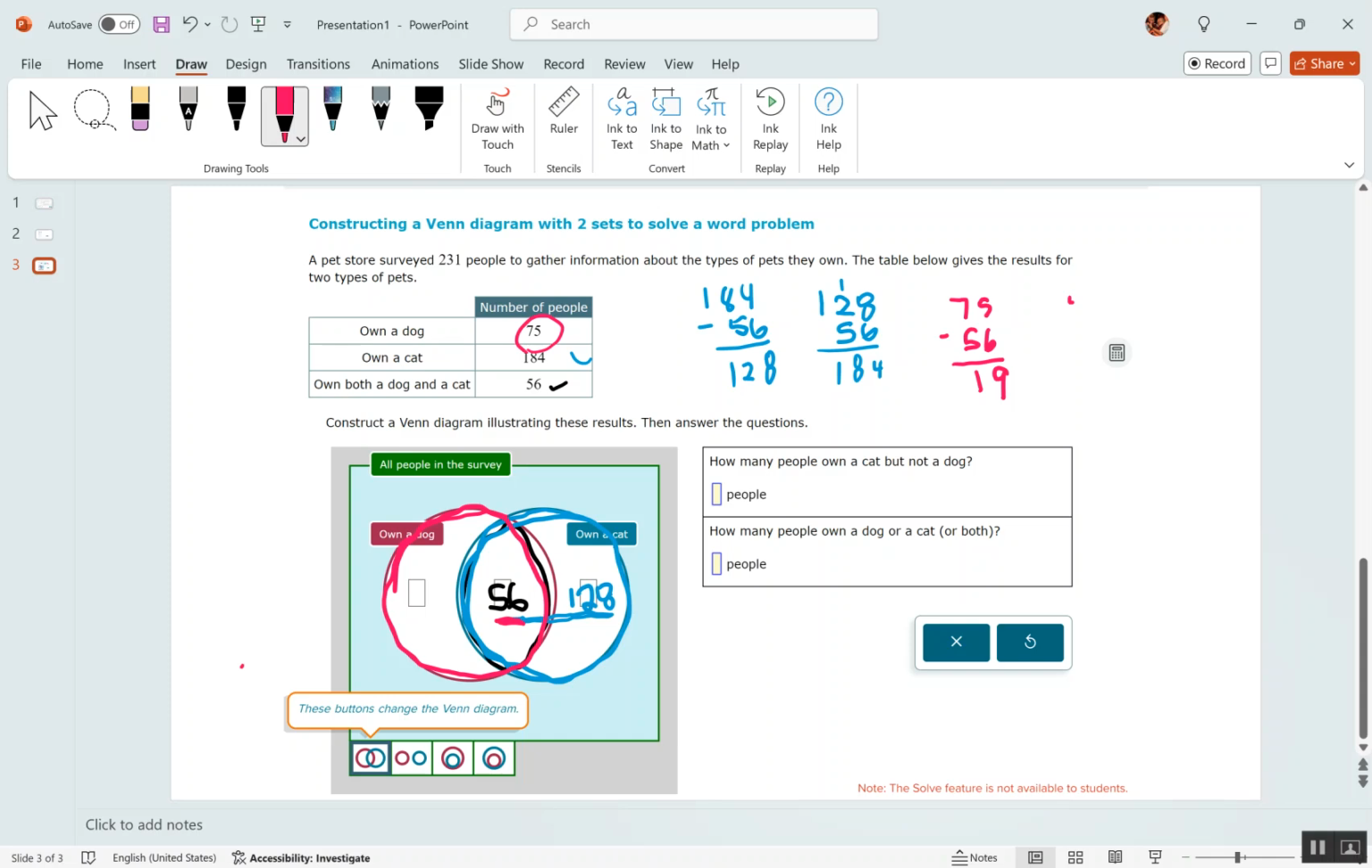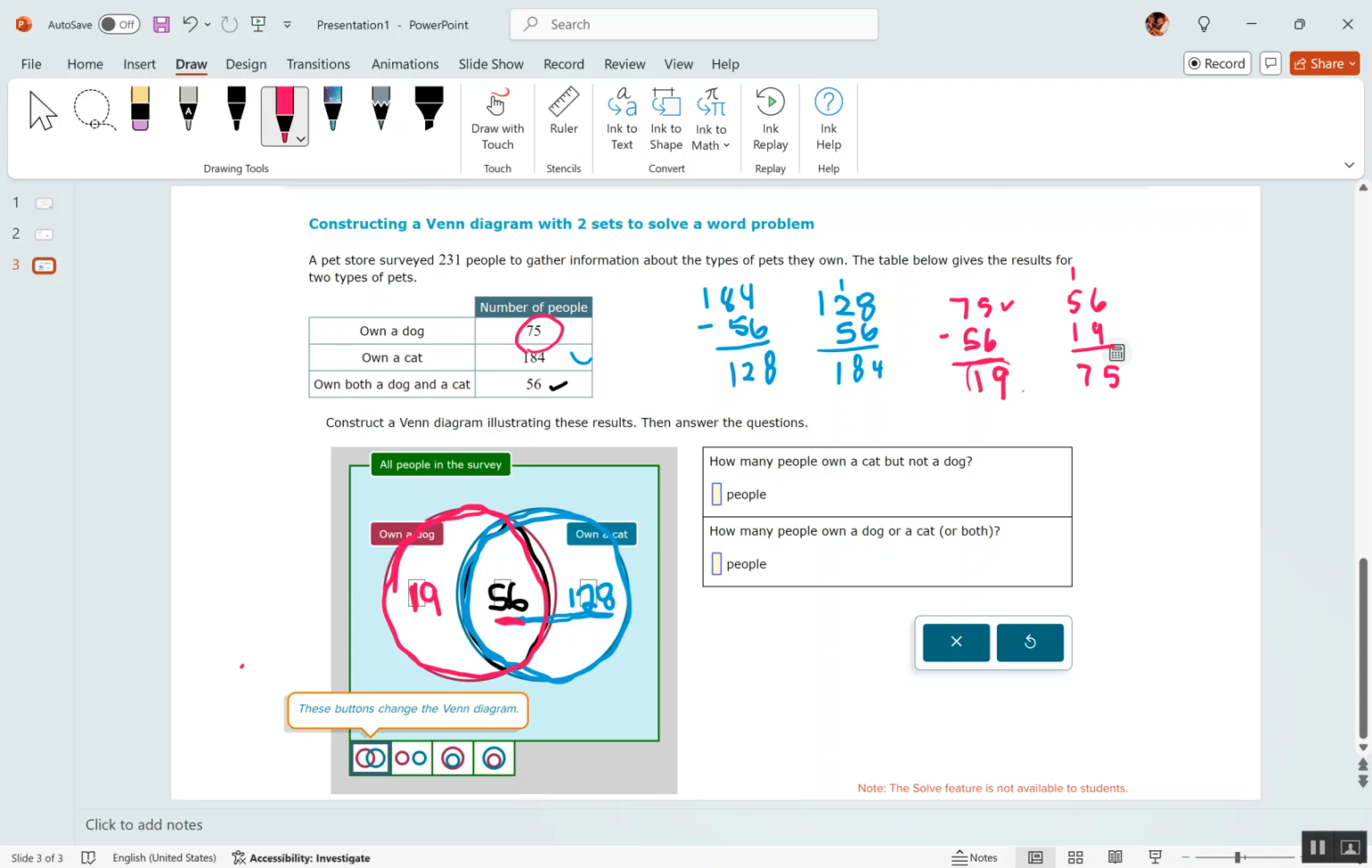And again, I'm going to check my work, which is what I should have done first on the other one. 6 plus 9 is 15. Carry the 1, 5, 6, 7. That checks out. So that means that 19 people are here. Okay, so I've got the middle of my Venn diagram worked out. I hope that makes sense why I'm subtracting off the 56 on both of those two things.